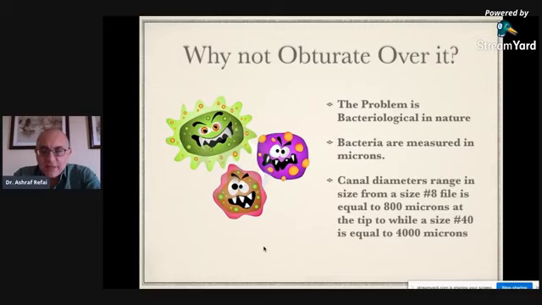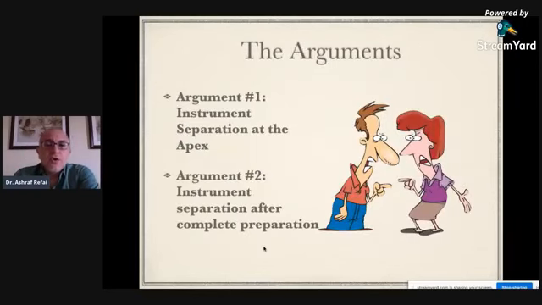Now, to bring things down to size, a size 8 file is equivalent to 800 microns, and the size 40 file is equal to about 4,000 microns. And one bacterium has the size of about 1 to 2 microns. This should bring things down to size. So any space which is left inside the canal, which is unclean or unobturated or unprepared, has the potential to harbor very large amounts of bacteria. So when you come to discuss this with other people who don't really believe that there's a problem if instruments can be obturated over, they have 2 arguments.